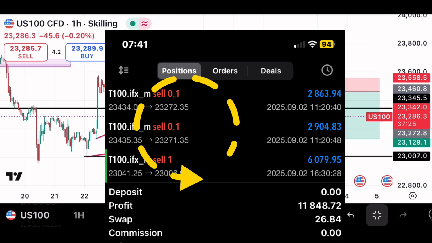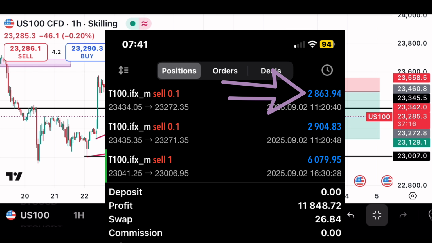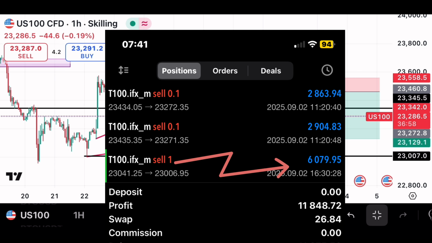The first two positions with the 0.10 lot size gave me about 2,800 and 2,900 each, and the big 1.00 lot trade brought me over 6,000 in profit. In total, this move gave me just over 11,000.